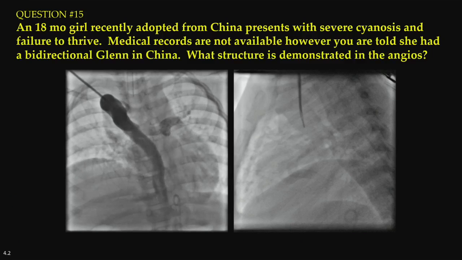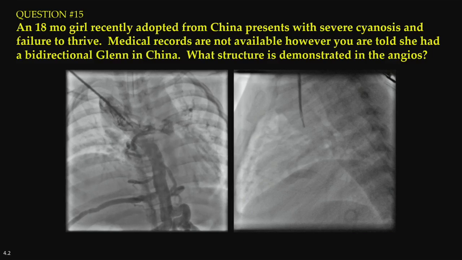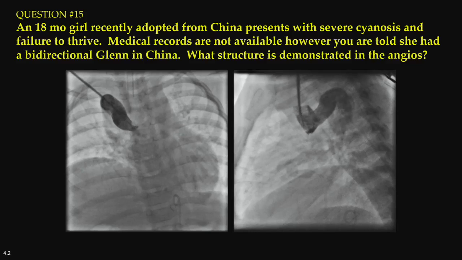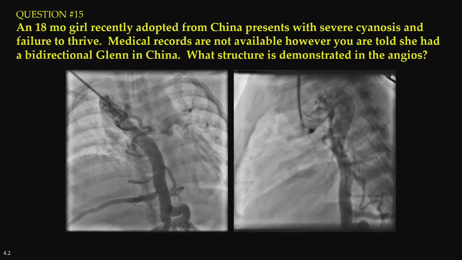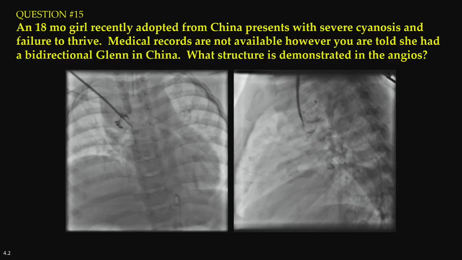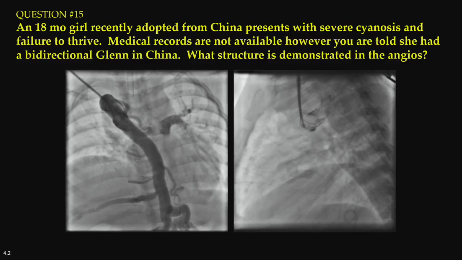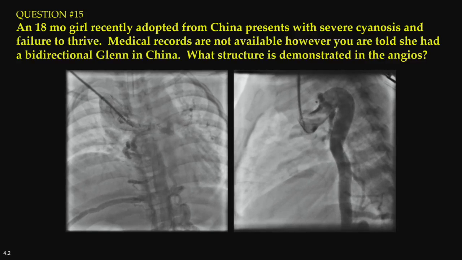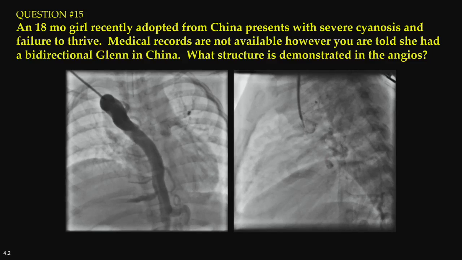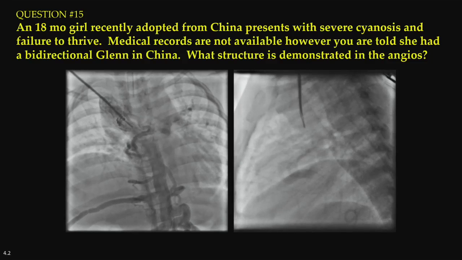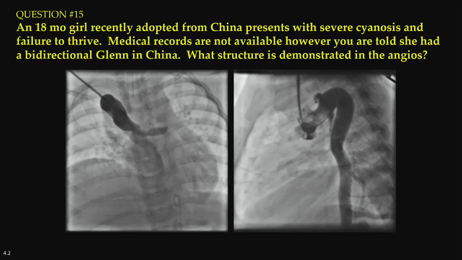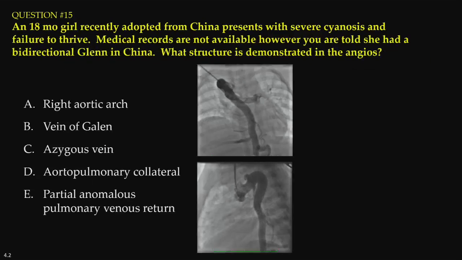Okay. So an 18-month-old girl, recently adopted from China, presents with severe cyanosis and failure to thrive. Medical records aren't available, but you're told she had a bidirectional Glenn while in China. What structure is demonstrated in the angiogram? So that's the still frame of that. Is it a right aortic arch, a vein of Galen, an azygous vein, APC, or partial anomalous pulmonary venous return?